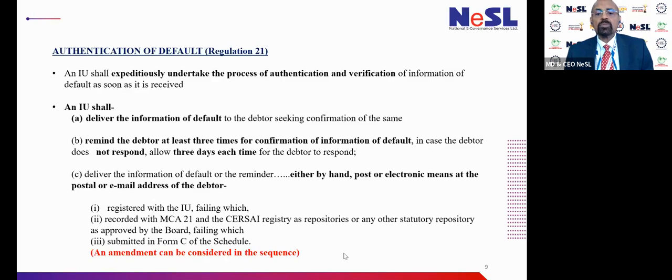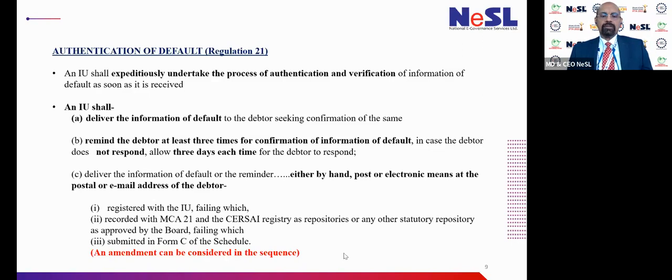Then deliver the information of default or the reminder either by hand, post, or electronic means at the postal or email address of the debtor. And this email address is to be delivered in a sequence which is provided in the regulations. The email sequence which is to be used is as registered with the information utility, failing which recorded with MCA 21 and the certified registry as repositories or any other statutory repository as approved by the board, and failing which submitted in Form C of the schedule.